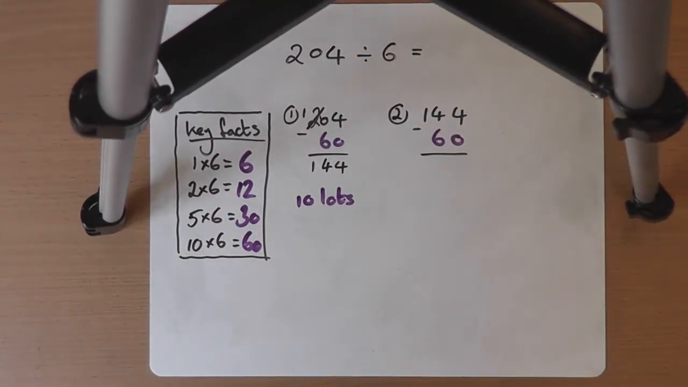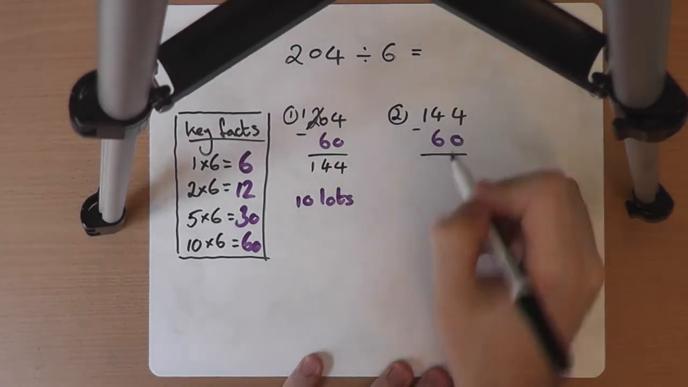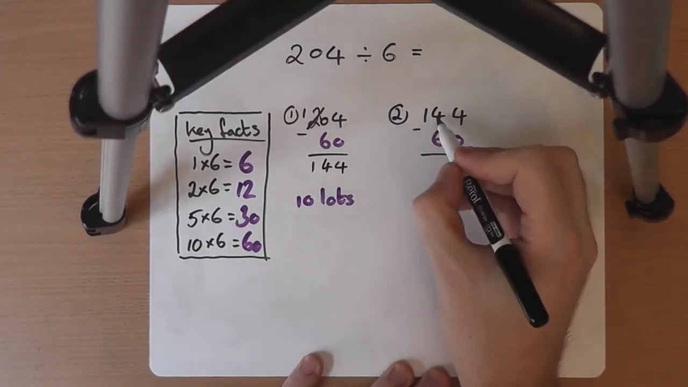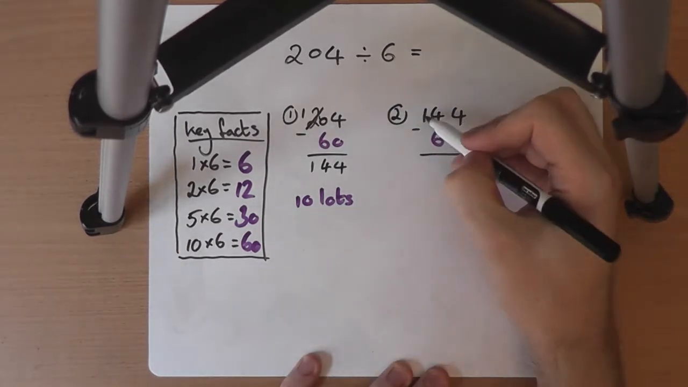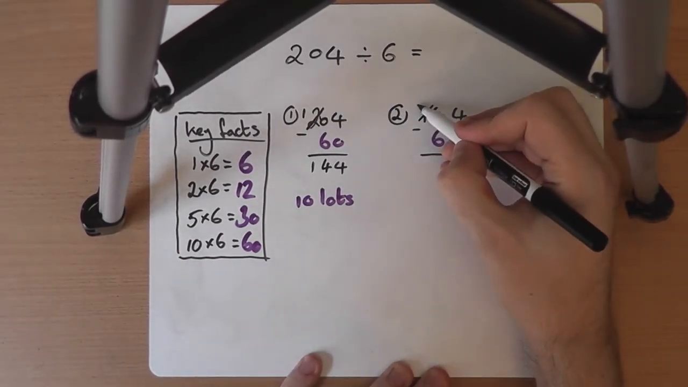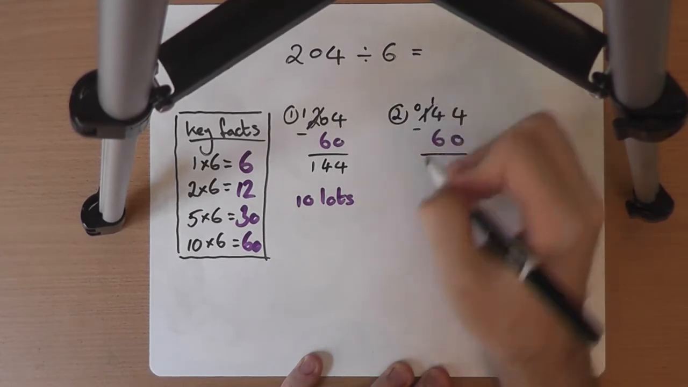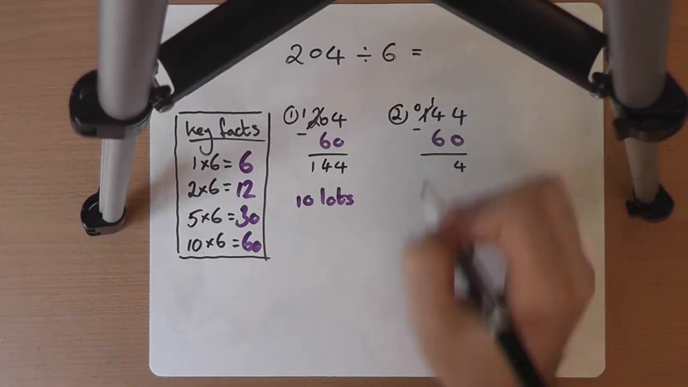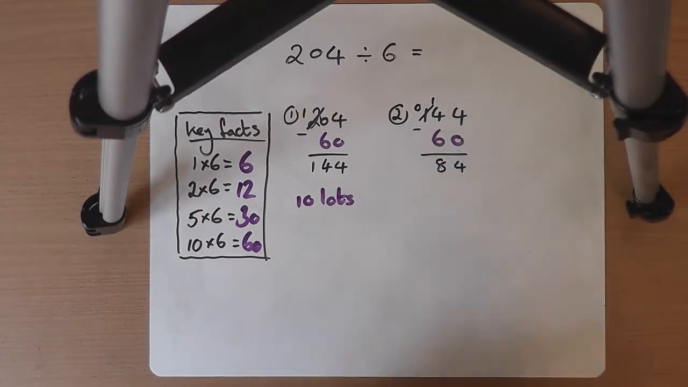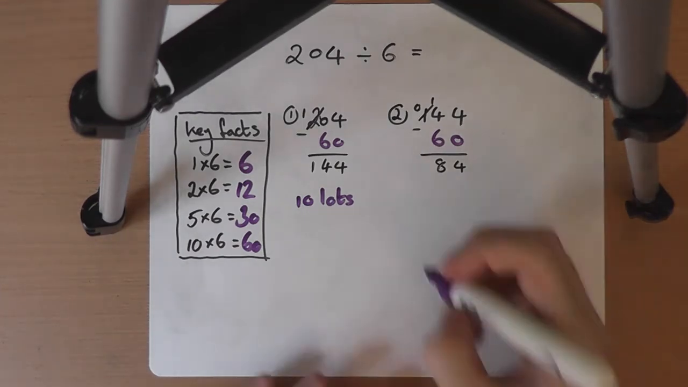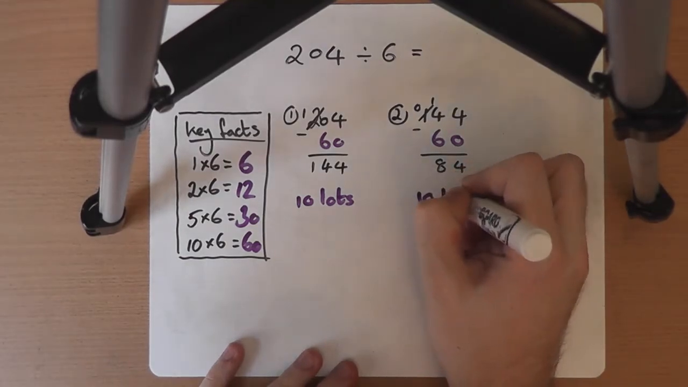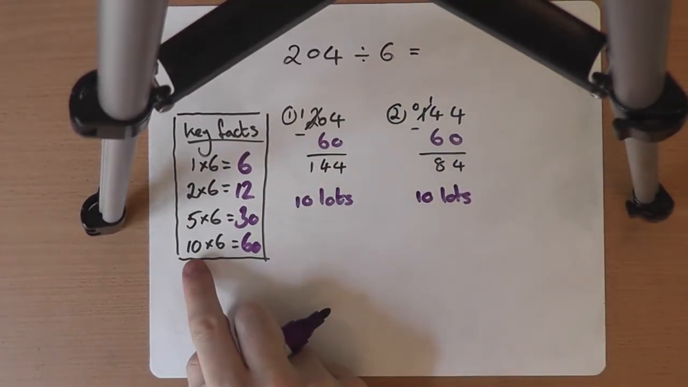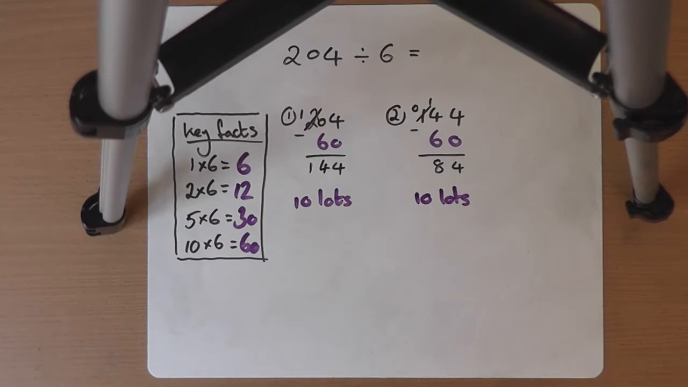I'm going to do it again as another column subtraction. 4 units take 0 is another 4. 4 tens take 6 tens. Can't do it again. So I'm going to have to swap that 100 there for 10 tens. And I've now got 14 tens. 14 tens take 6 tens is 8 tens. And then 0 hundreds take 0 hundreds leaves me with 0. So just 84. And that is another 10 lots that we've taken away because I took away 60 and 60 is 10 times 6. So that's 10 lots gone.